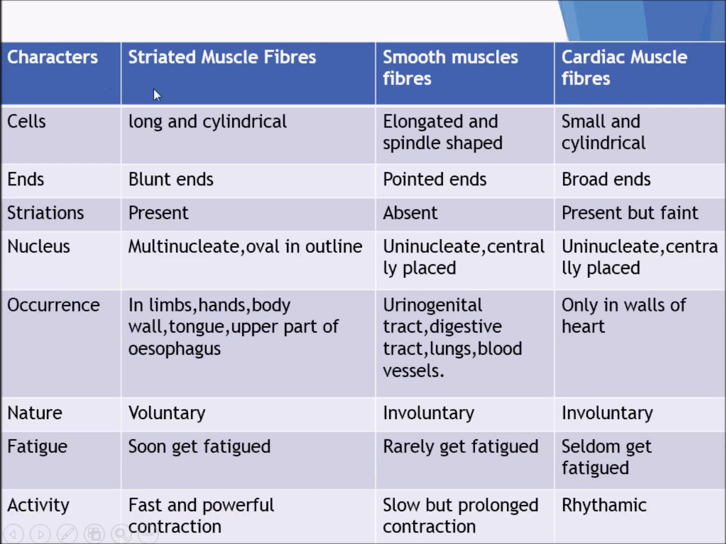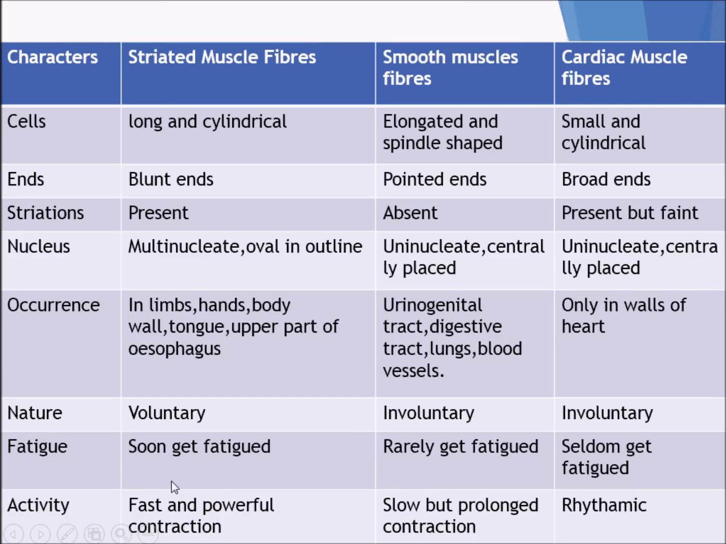Occurrence. The striated muscle fibers occur in the limbs, hands, body wall and tongue, upper part of the esophagus. The smooth muscles occur, as I told you, in the blood vessels, lungs, eye, everywhere. And cardiac muscles occur only in the walls of the heart. Nature. Striated are voluntary muscles. Smooth are involuntary, and even the cardiac muscles are involuntary.